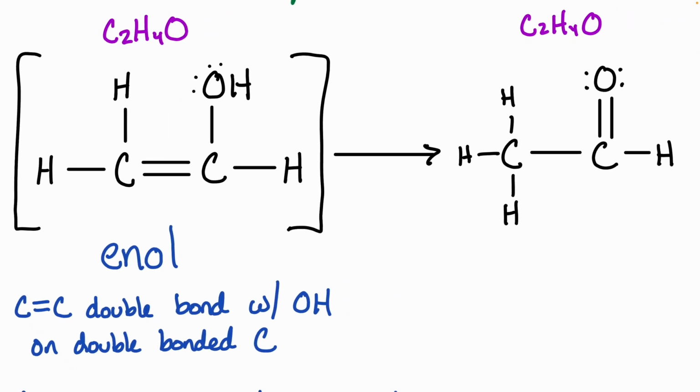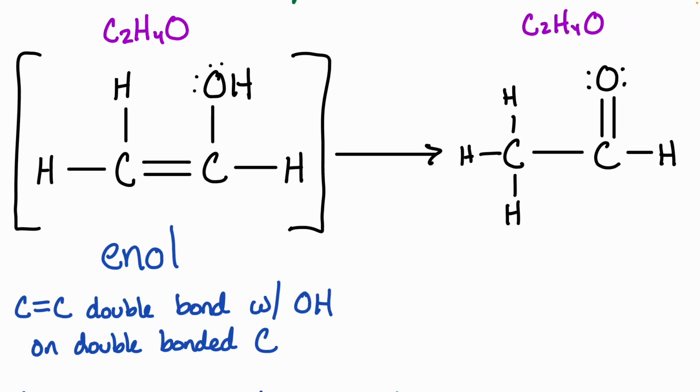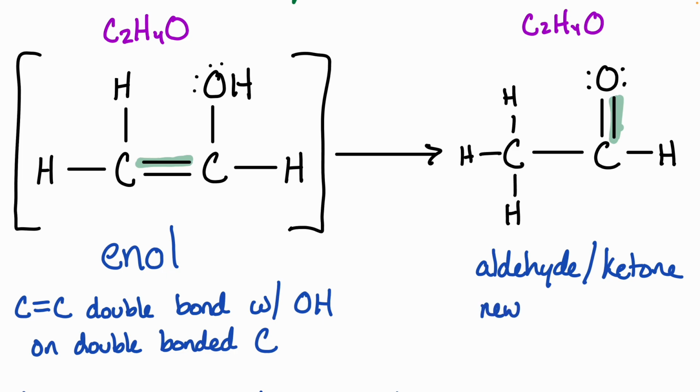And specifically, what you can see is that I moved that pi bond from being a carbon-carbon pi bond to now a carbon-oxygen pi bond. All right? This is now an aldehyde, maybe a ketone depending on what we started with. So our enols will rearrange themselves into aldehydes or ketones, both functional groups that contain that carbonyl bond, that carbon-oxygen double bond. All right, so we have a new carbon-oxygen double bond.